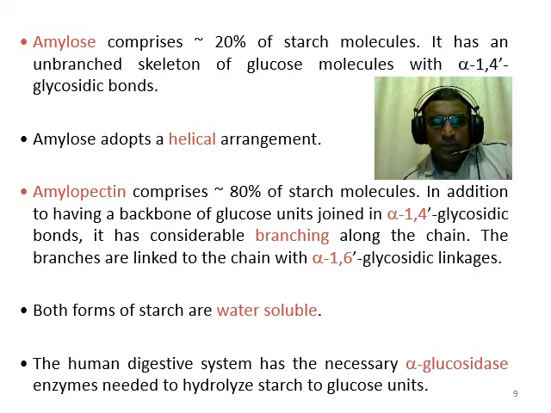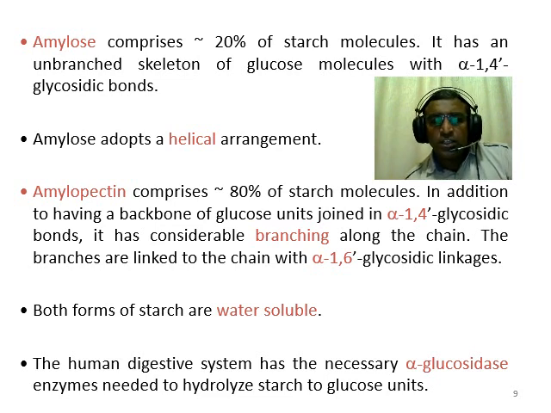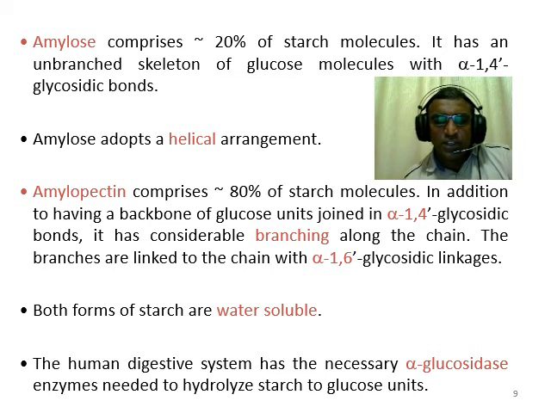While amylopectin is around 80%, and it has both alpha 1,4 glycosidic bonds as well as the branching bond of 1,6 glycosidic linkage. And since both amylose and amylopectin are water soluble, as a whole, starch is also water soluble. And there is the necessary enzyme in the human digestive system, that is alpha glucosidase. Therefore, it is possible for humans to utilize starch.